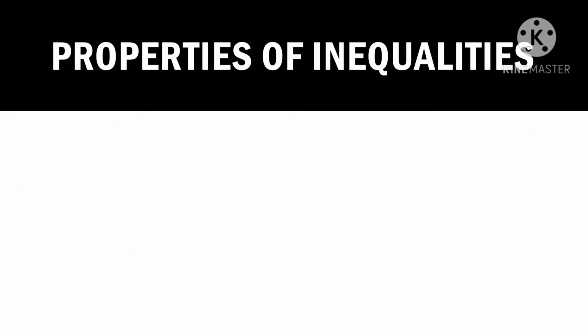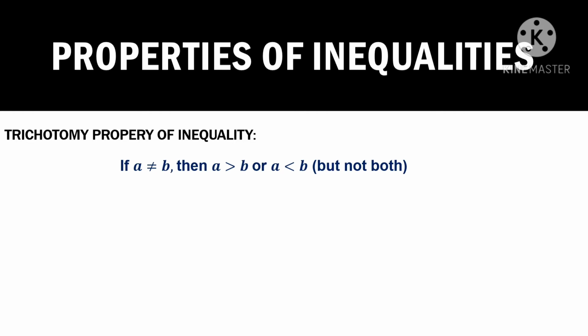So let us first discuss the properties of inequality or inequalities. First one is the trichotomy property of inequality. So what do you mean by trichotomy property of inequality? Okay? So if A is not equal to B, then A is greater than B or A is less than B, but not both. Okay?